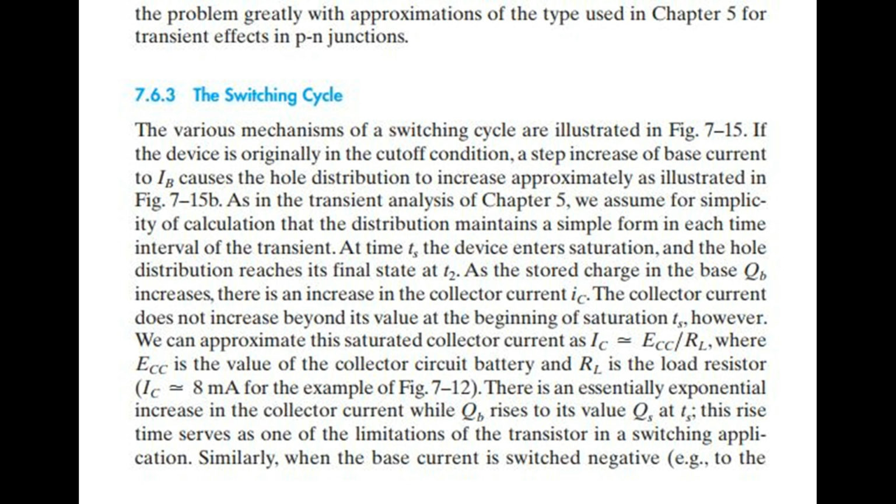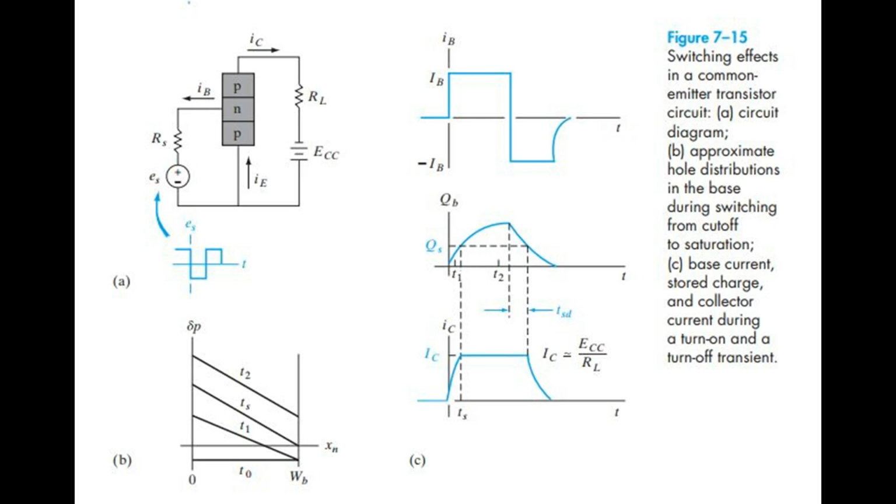Similarly, when the base current is switched negative, for example, to the value IB, the stored charge must be withdrawn from the base before cutoff is reached. Figure 7.15 Switching effects in a common emitter transistor circuit. A. Circuit diagram. B. Approximate hole distributions in the base during switching from cutoff to saturation. C. Base current, stored charge, and collector current during a turn-on and a turn-off transient.